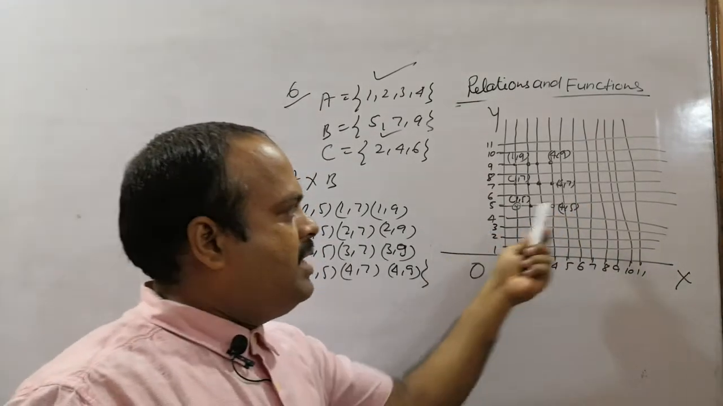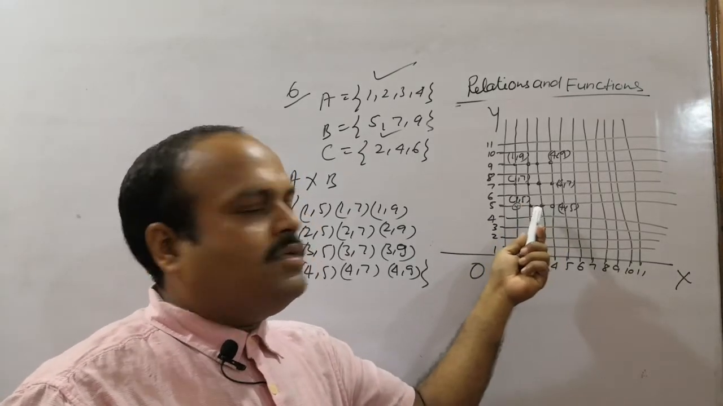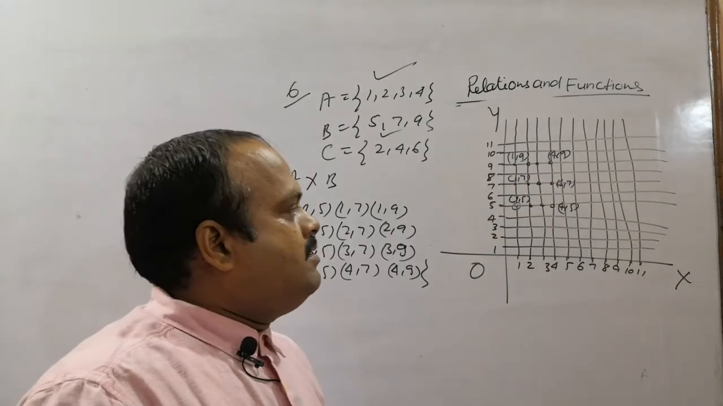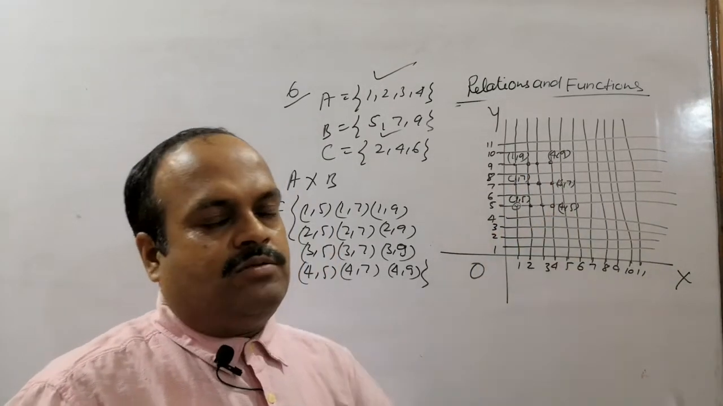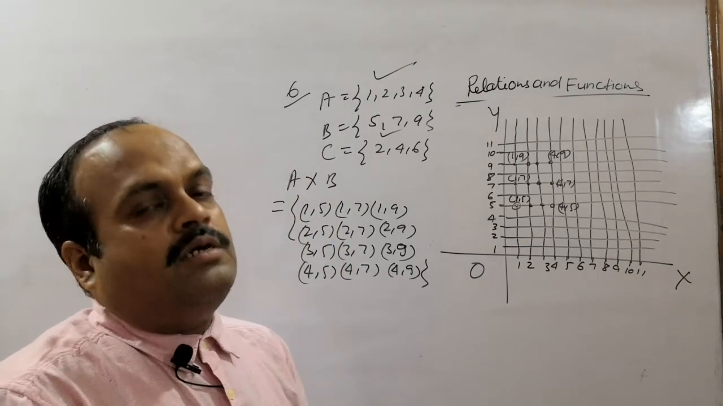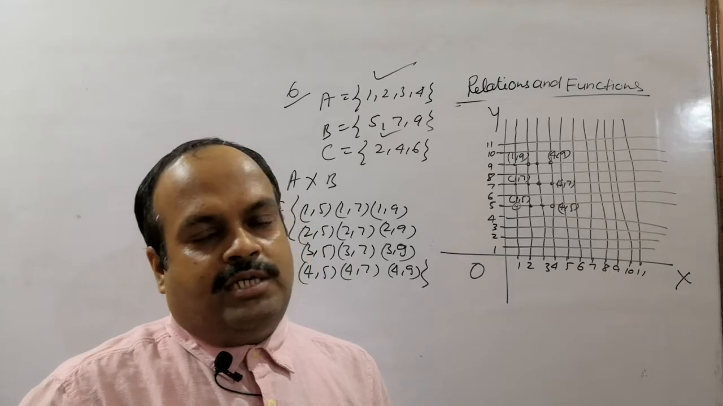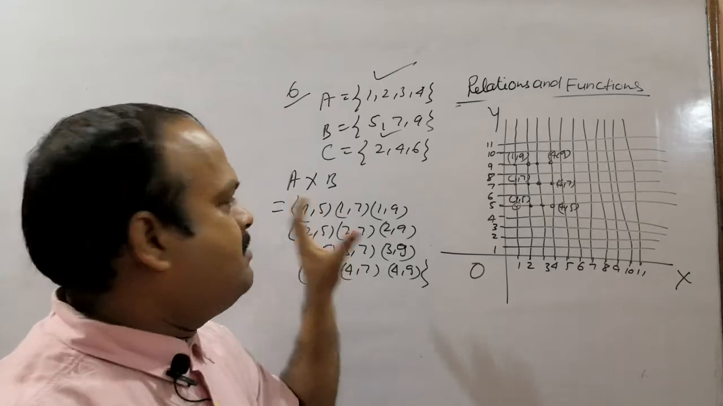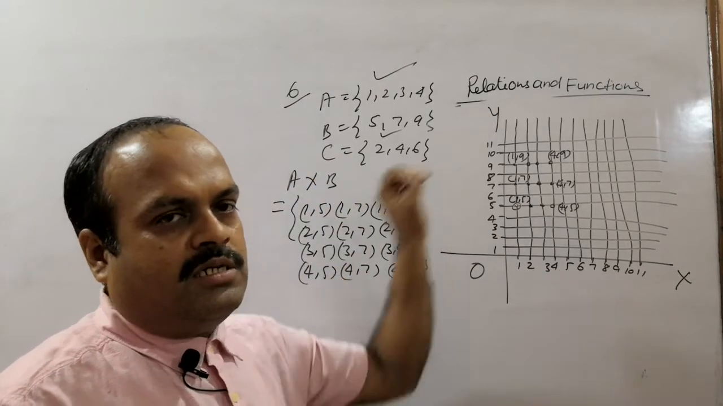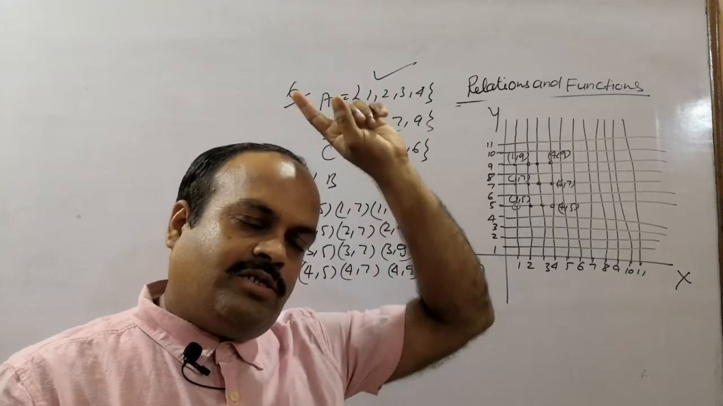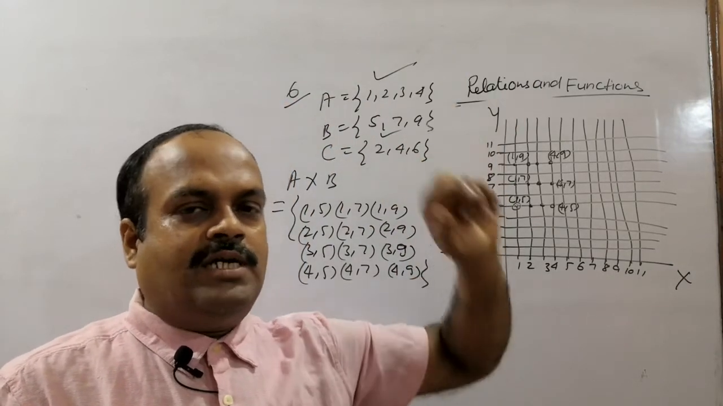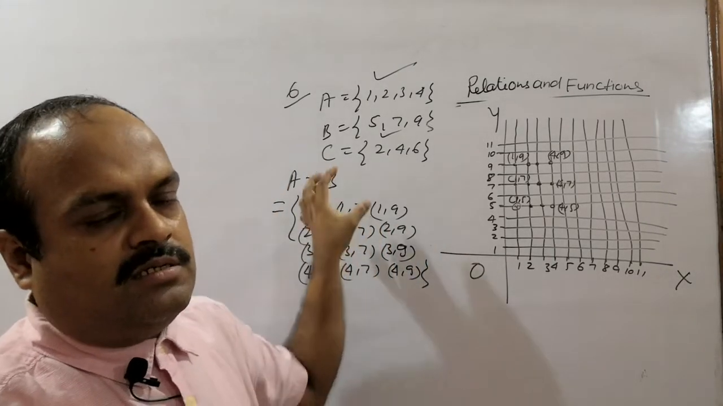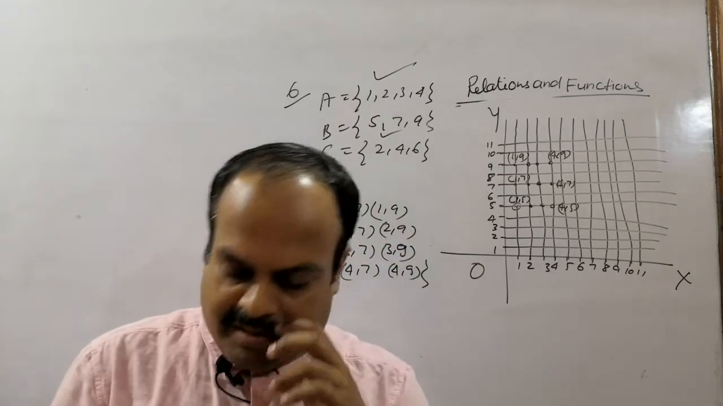So you need to write the entries also. I mean, you need to write the coordinates of these points also. Since I have no sufficient space, I am not mentioning them. But I hope you know how to plot the points when their coordinates are known. Use the same concept to graph this Cartesian product on the graph paper.